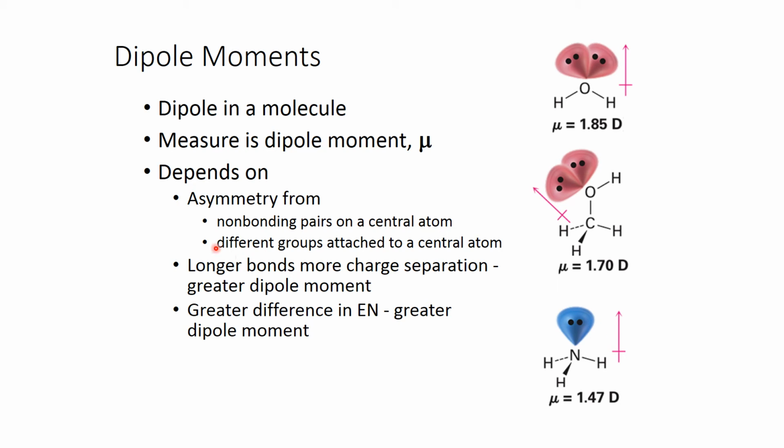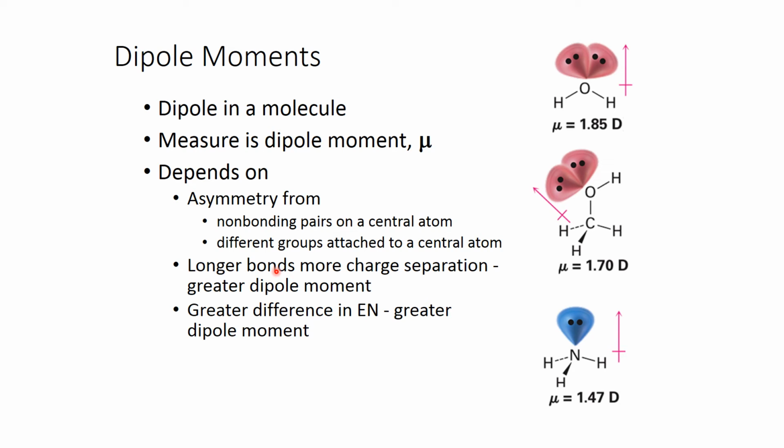Another thing that can cause a dipole is having different groups attached to a central atom. For instance, if you have a carbon with 2 hydrogens and 2 chlorines, you're going to find there's a significant dipole in there. Not as great as, let's say, ammonia, but it will still be very detectable.